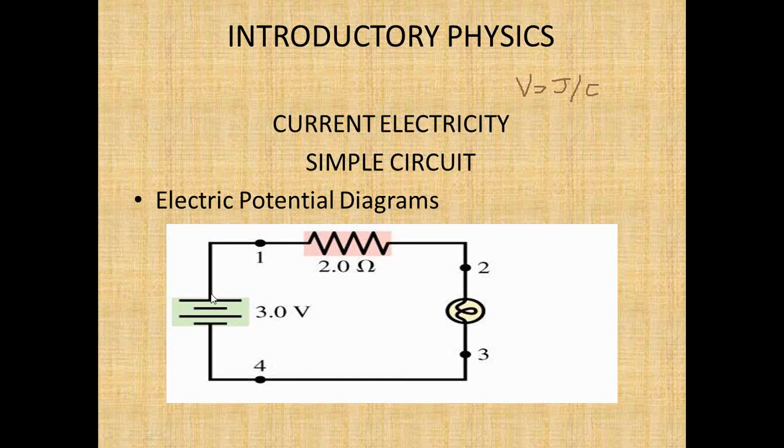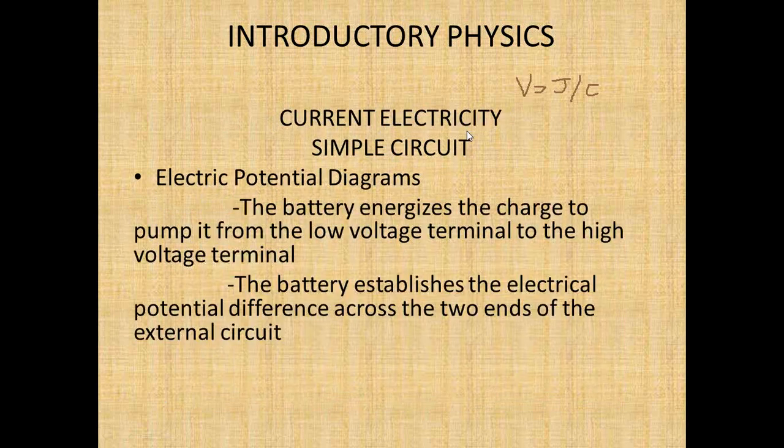The positive charge is going to move through your circuit because it's going to be attracted to the low potential negative terminal. Okay, so once you understand that, then you will appreciate how to draw these diagrams. So again, the battery energizes the charge to pump it from the low potential terminal to the high potential terminal. Okay, that is what the battery does. You don't need the battery to do anything else.